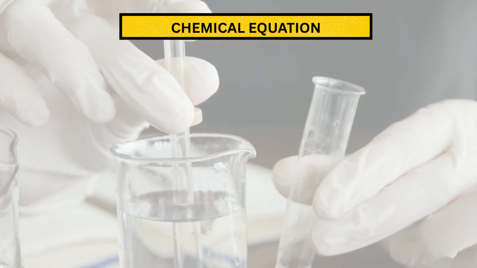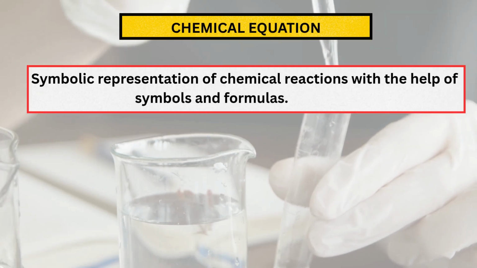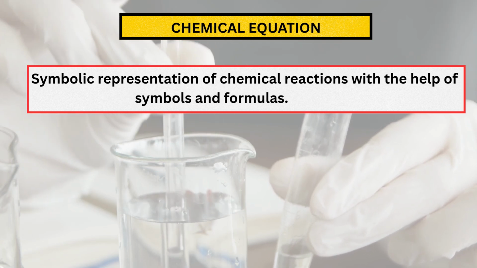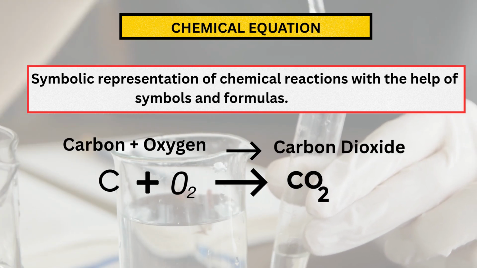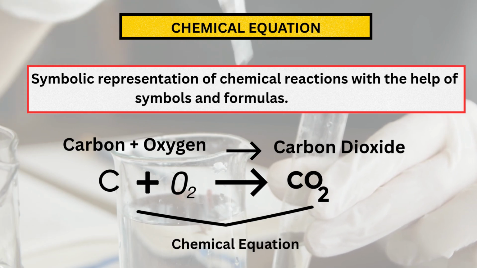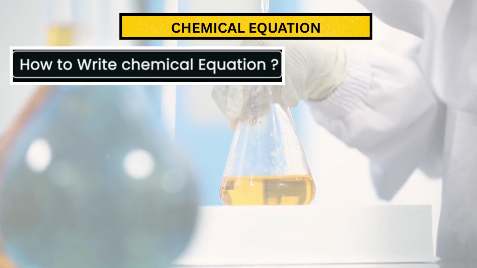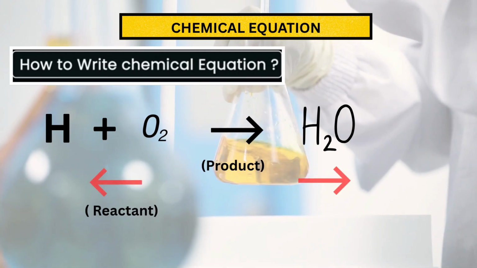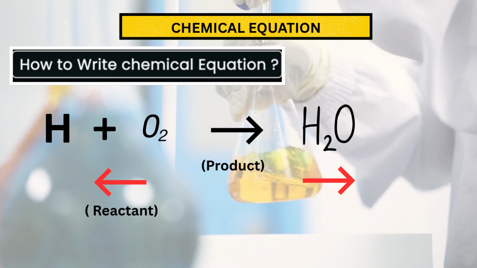What is chemical equation? It is symbolic representation of chemical reactions with the help of symbols and formulas. For example, when carbon and oxygen are reacted together, they form carbon dioxide. They are represented by chemical symbols and this is called chemical equation. How to write chemical equations? The reactants are written on the left side and the product is written on the right side.